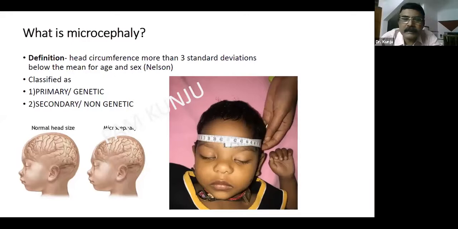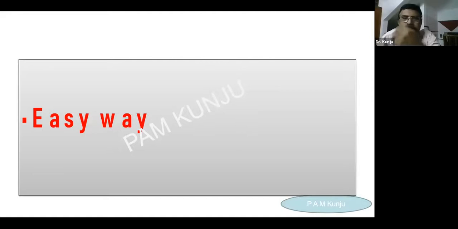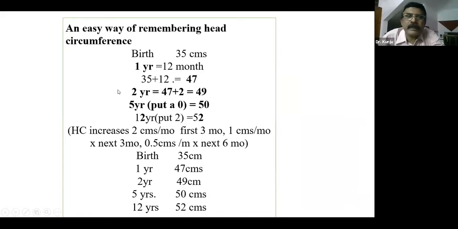And there is an easy way to remember this, because when we start our pediatrics training, many formulas are taught, like daily increments of head circumference, height, weight, and so on, and finally students get confused. So I have made it very simple. You must know it in an abstract way rather than as ranges or different values. At birth, the head circumference is 35 centimeters. That is the average.